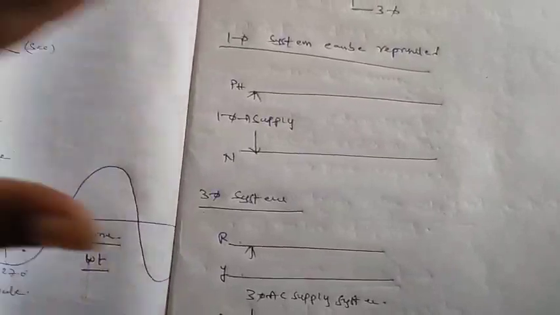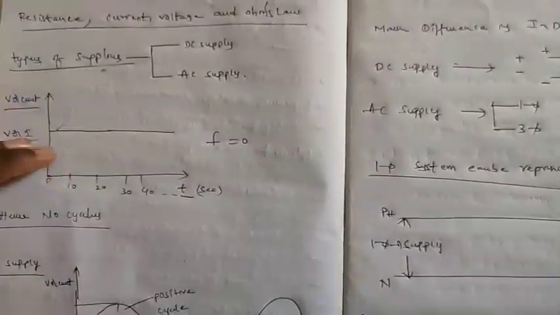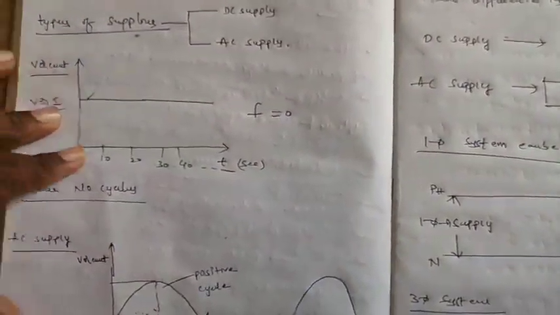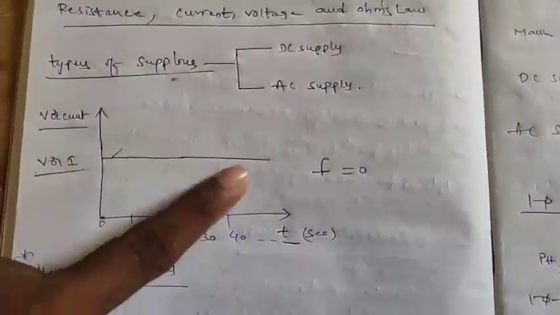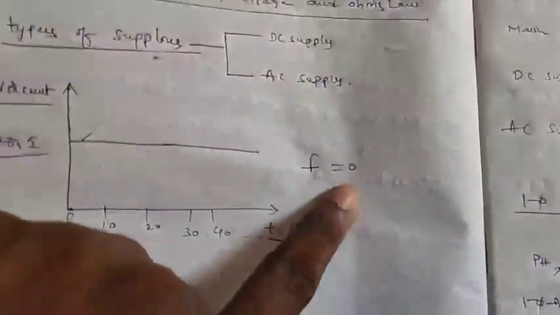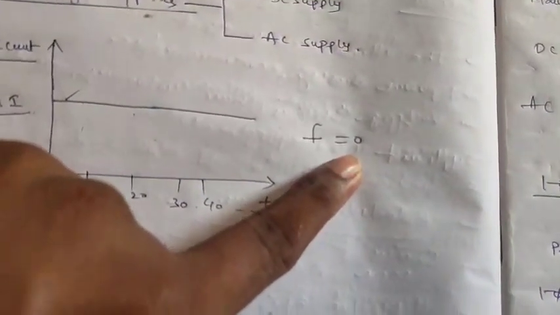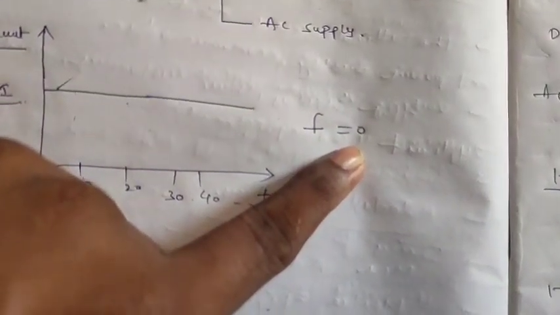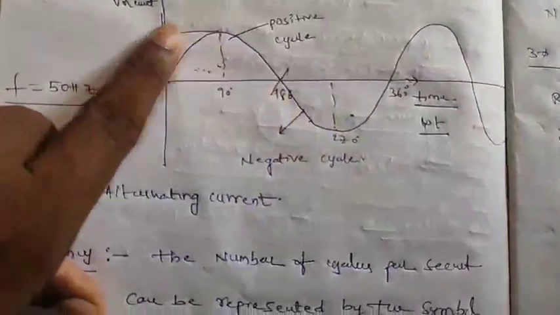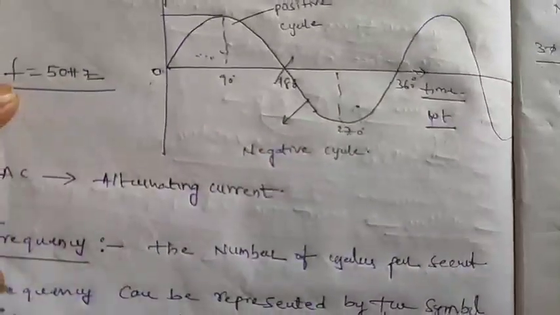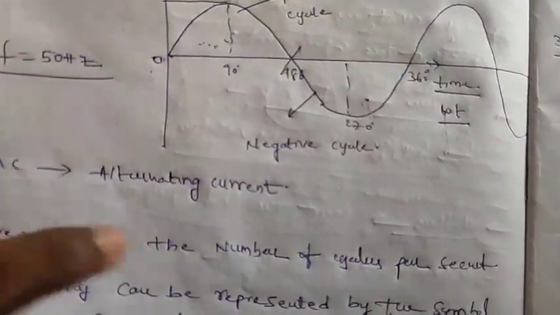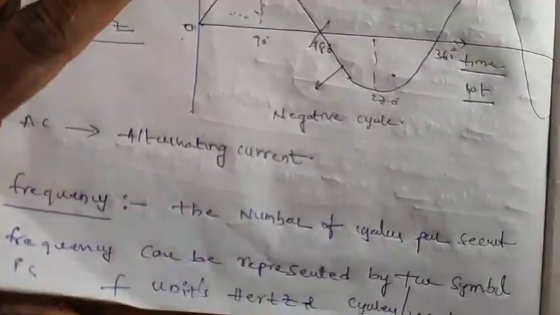The main thing: in DC, the value is constant from 0 seconds to infinite time, so frequency is 0. Frequency is the number of cycles per second. In AC, it is represented as a positive cycle and a negative cycle, and the frequency for India is 50 Hz.